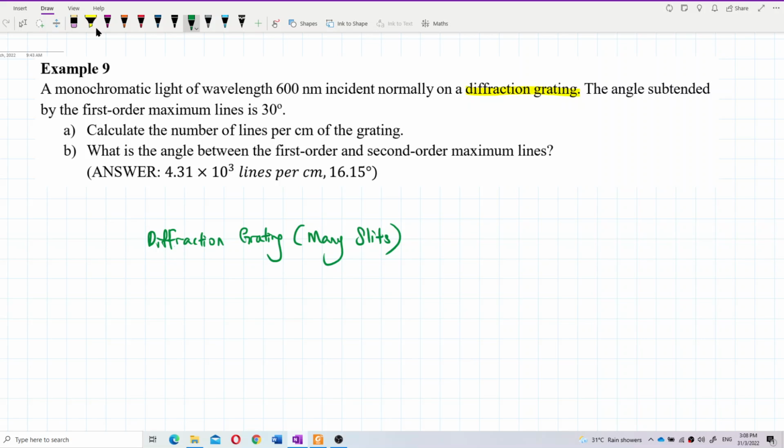Information given: we have wavelength in nanometer, and you have to change it to meter. Angle subtended by first order maximum lines, I see here lines, 30 degree. So what does it mean by this 30 degree? Angle subtended by first order maximum lines. Let me draw it out over here.